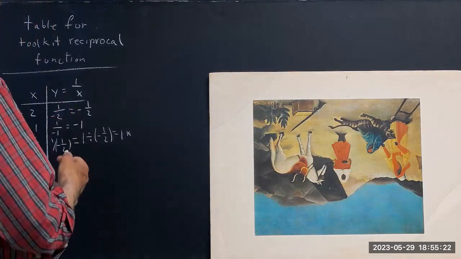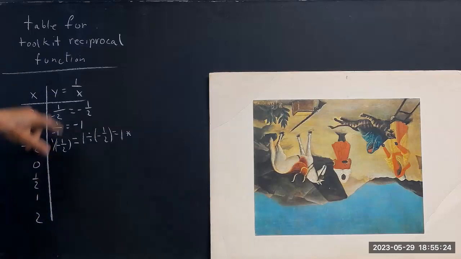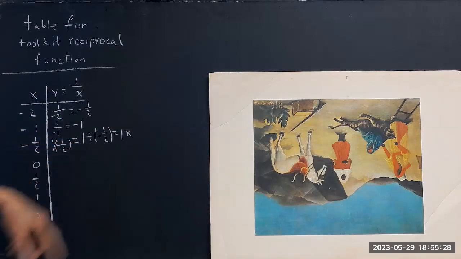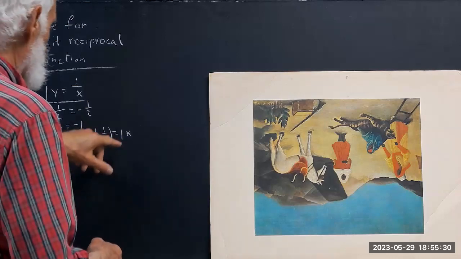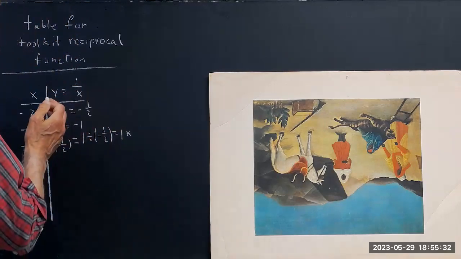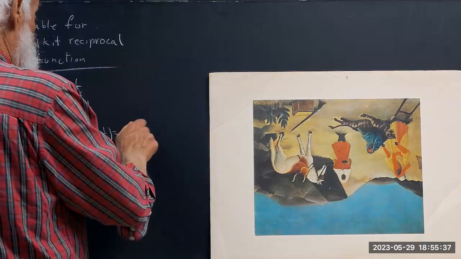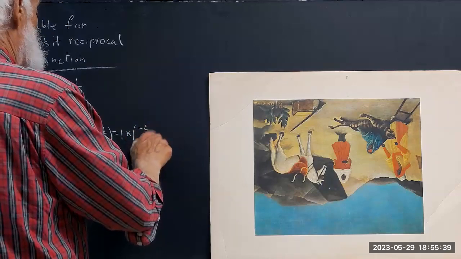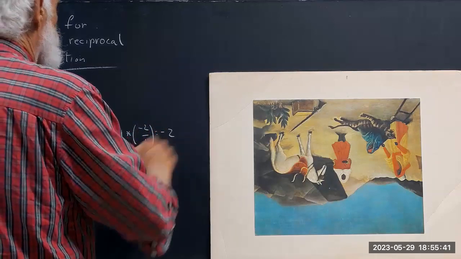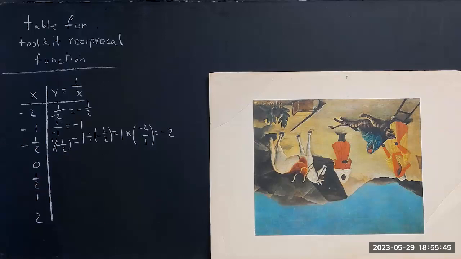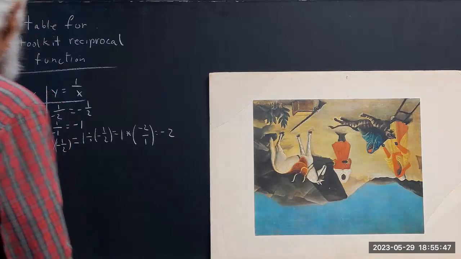Okay, 1 divided by -1/2. Now, first of all, we have to understand that 1 over -1/2 means 1 divided by -1/2. It means then, because division by a fraction is multiplication by the reciprocal, it's going to be 1 multiplied by -2 over 1, which is -2.